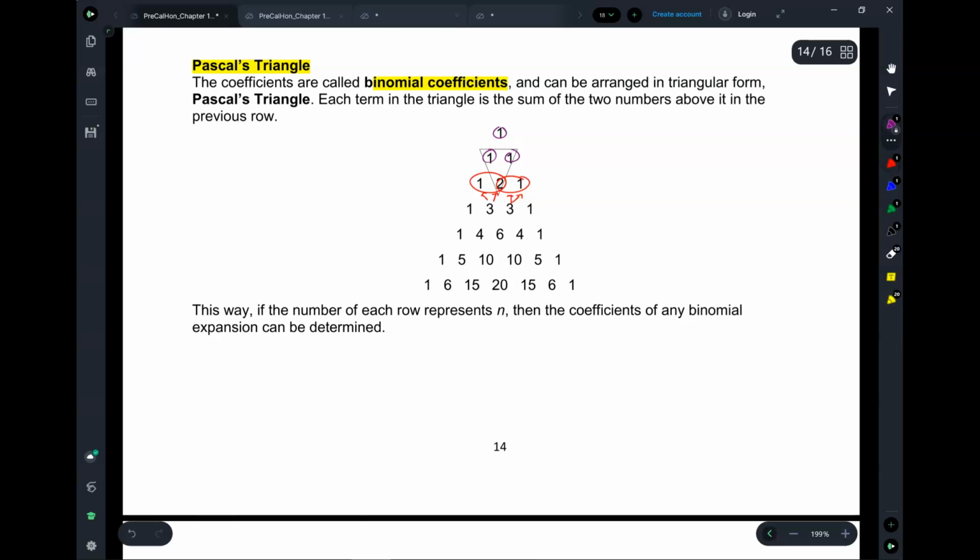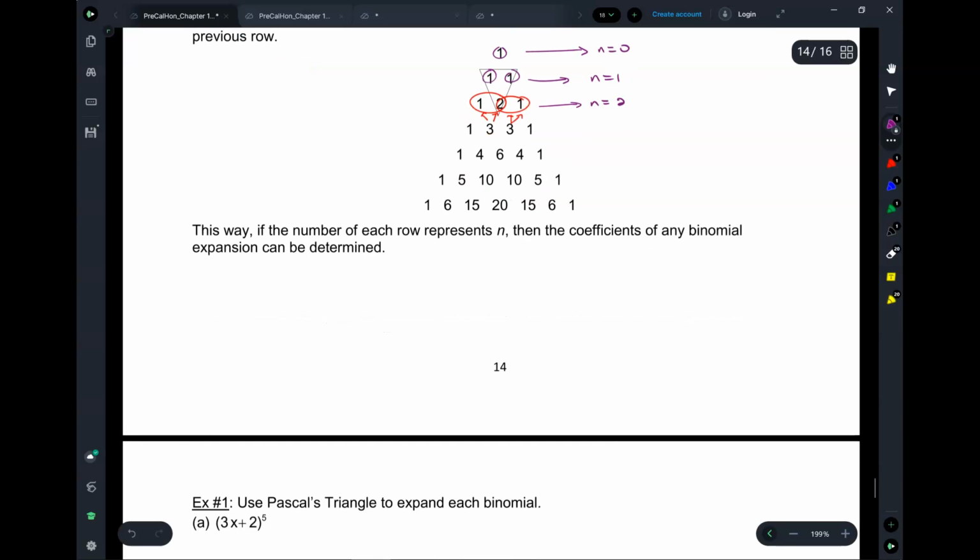So this first row is n equals 0. Then this is the row for n equals 1, n equals 2, n equals 3, and so on. Okay, so let's try. So this is n equals 4, 5, 6. This is n equals 7. Why don't we write the numbers for n equals 8?